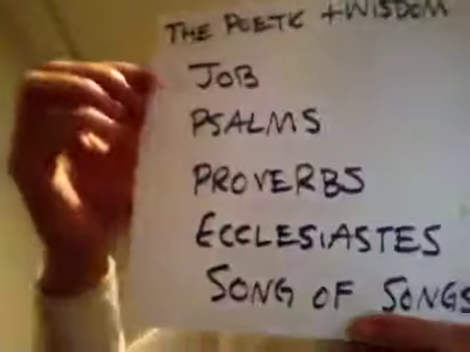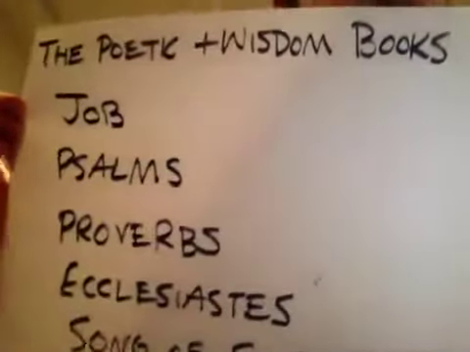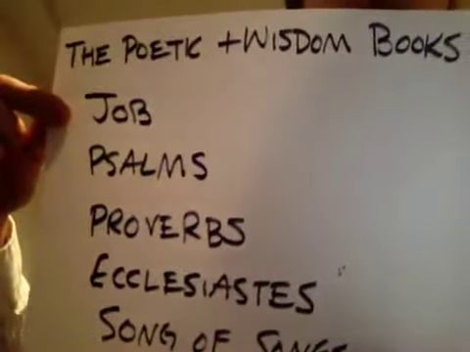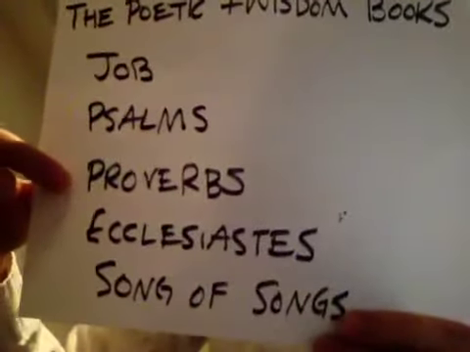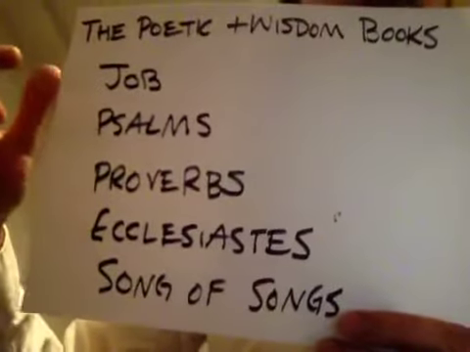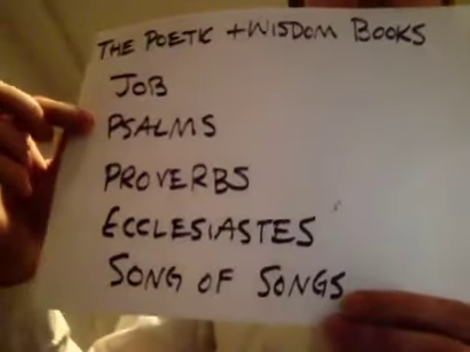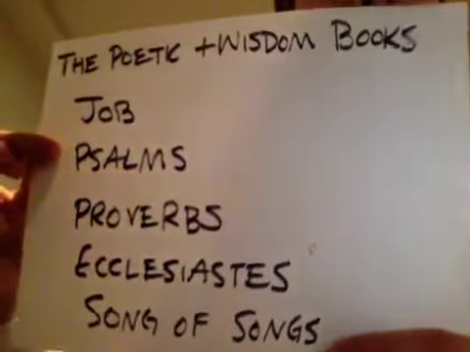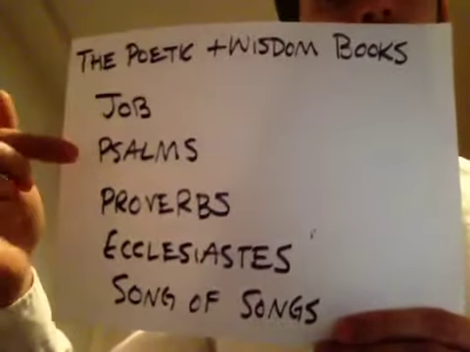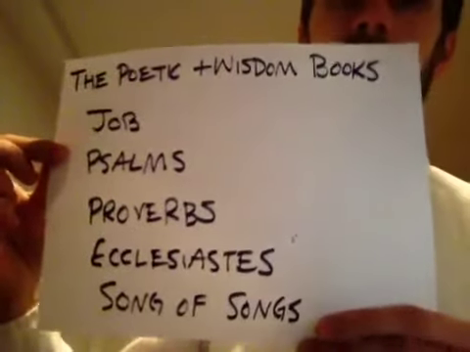After that, there are 5 books that we can call the books of poetry and wisdom. So Job, Psalms, Proverbs, Ecclesiastes, and Song of Songs. Psalms, a lot of them were written by David. He played the harp and he sang. He wrote songs. So Psalms are really a group of songs.